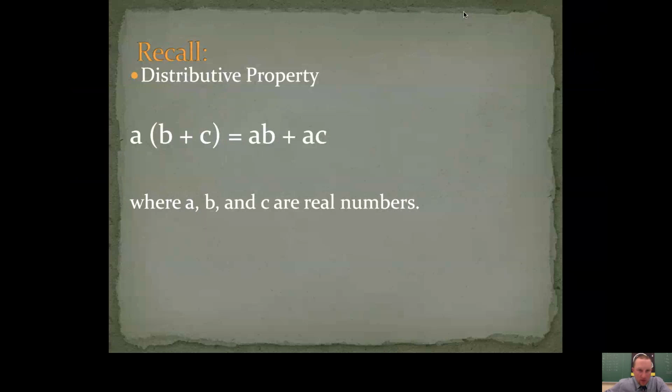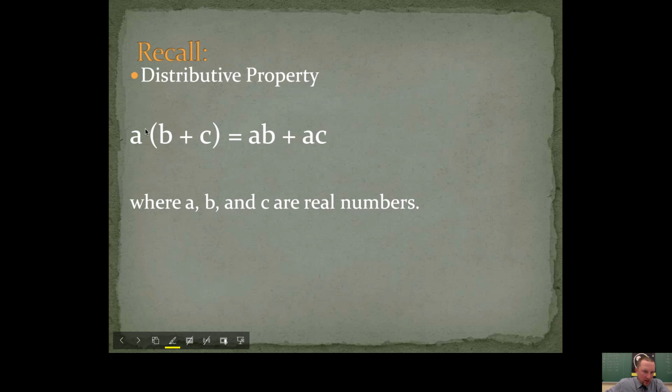This is the second video for section 2.5. We're going to recall the distributive property. When you have a quantity like B plus C, and you're going to take A and multiply it over the quantity, you need to take A times B and take A times C and add those together. That's your distributive property.